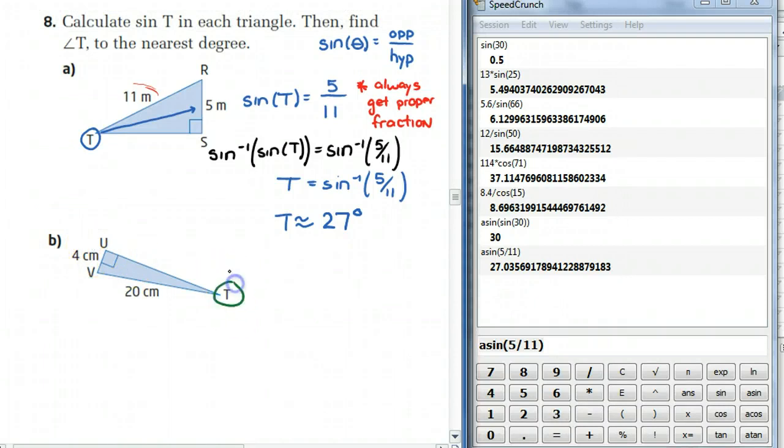So here's t. 4 is the opposite. 20 is the hypotenuse. So sine of t is equal to 4 divided by 20. Again, my little check here is that since the hypotenuse always has to be the longest side, the denominator should be larger than the numerator. So that works.